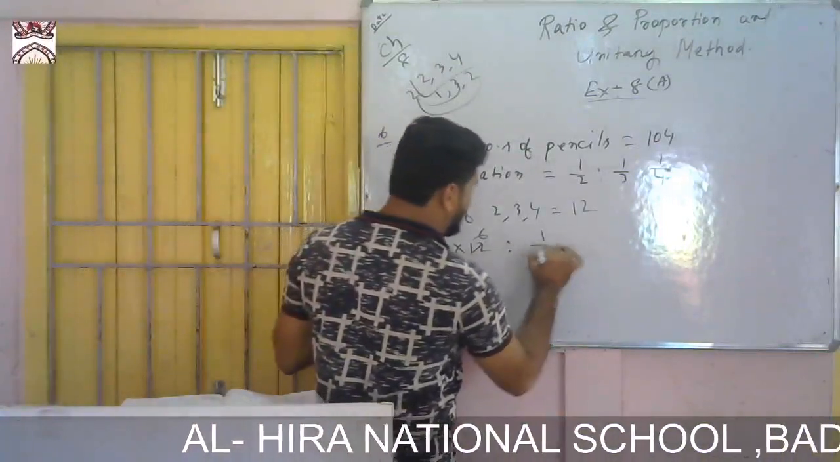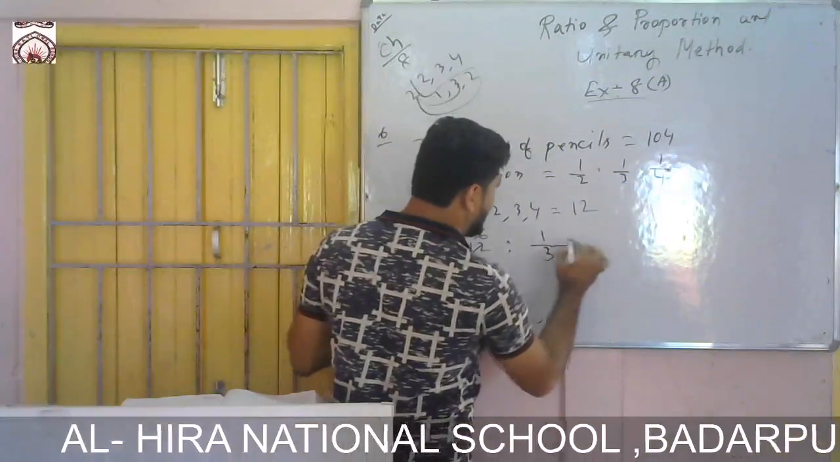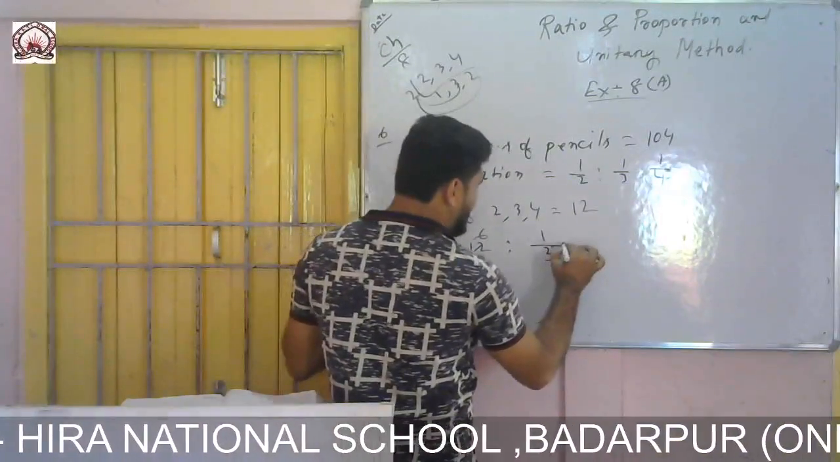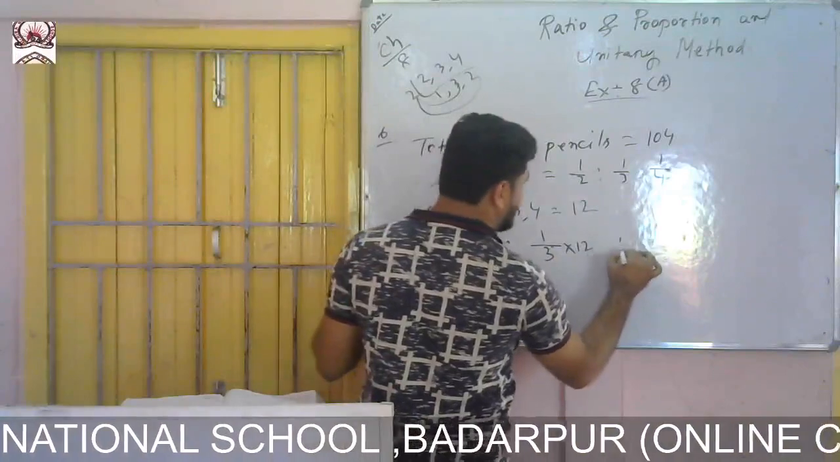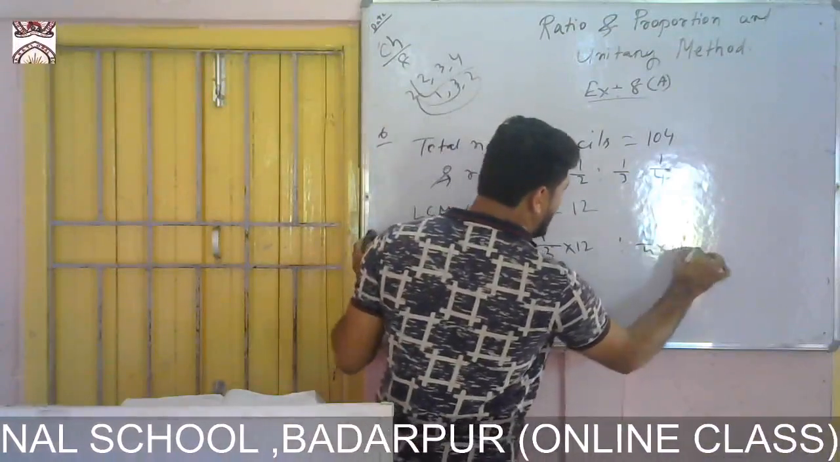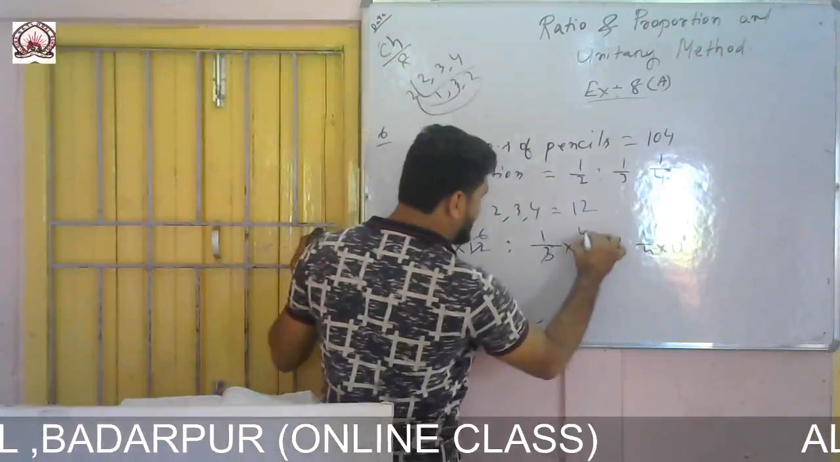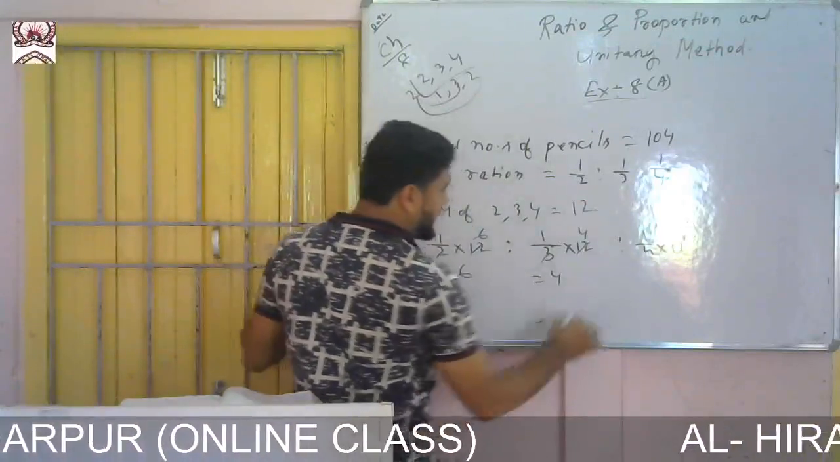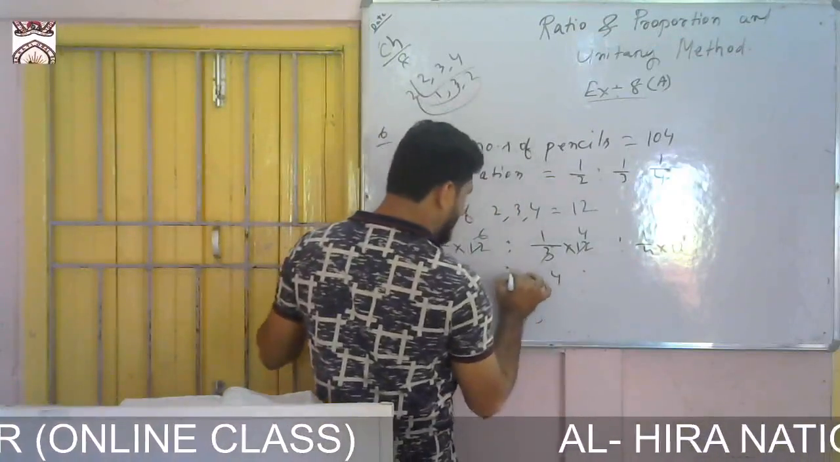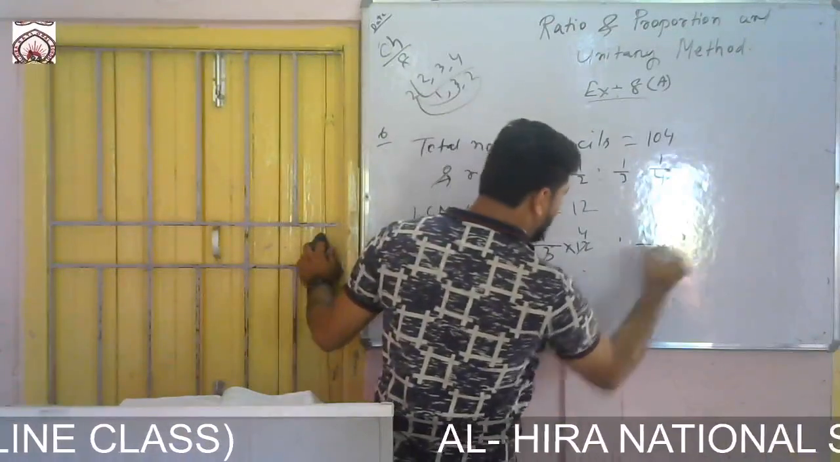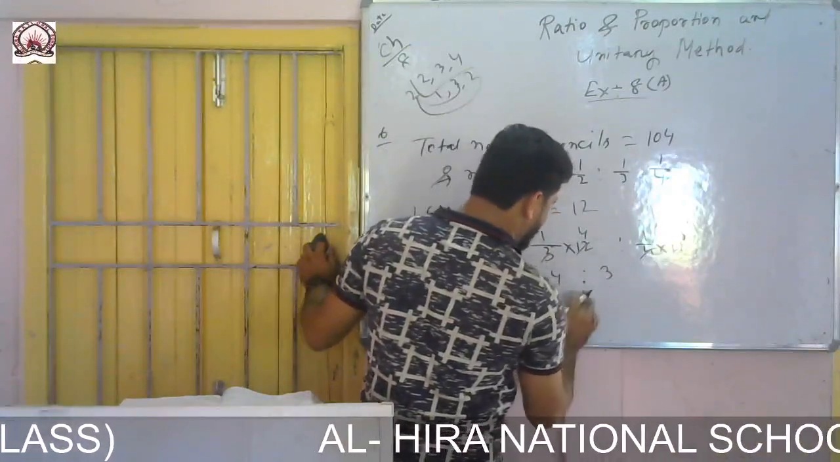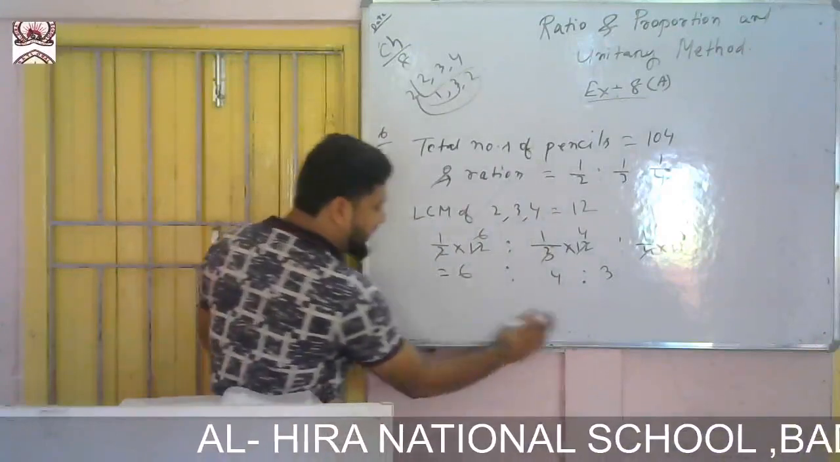So you write like this: 1 by 2 into 12 is to 1 by 3 into 12 is to 1 by 4 into 12. So here coming 6, here 4, and here 3. Then write the sum of the ratios.